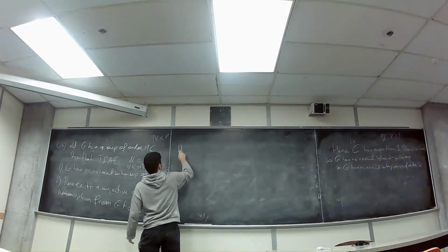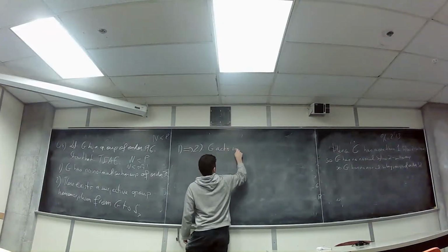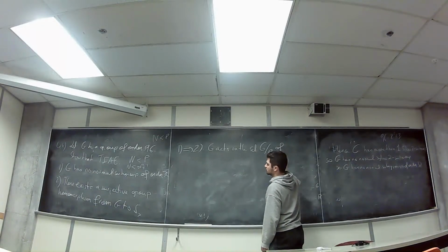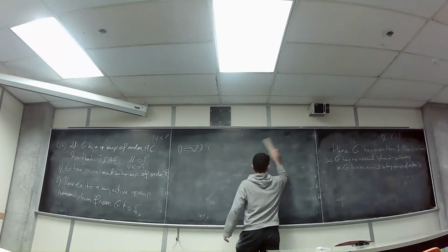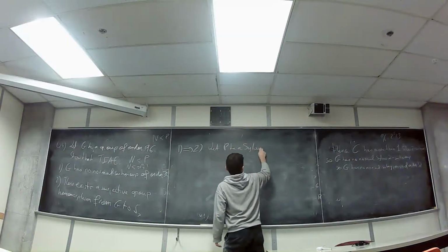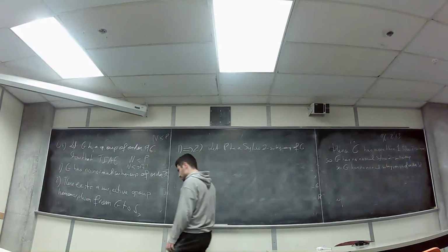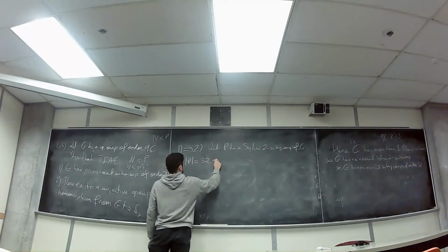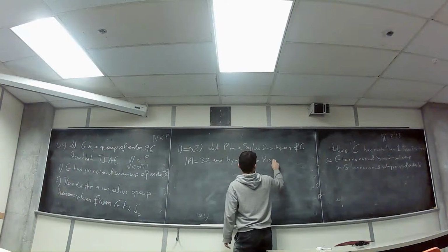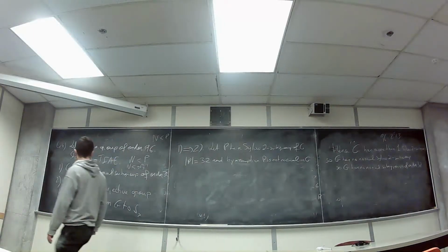Fourth question. Now, let P be a Sylow 2 subgroup of G. P has size 32, and by assumption P is not normal in G. Okay, P is not normal in G, then what?